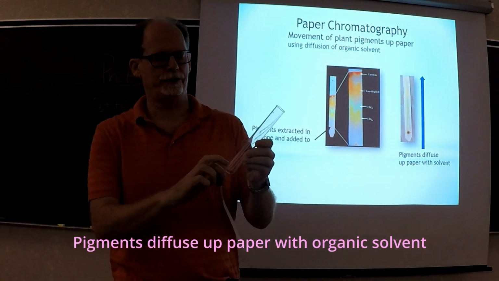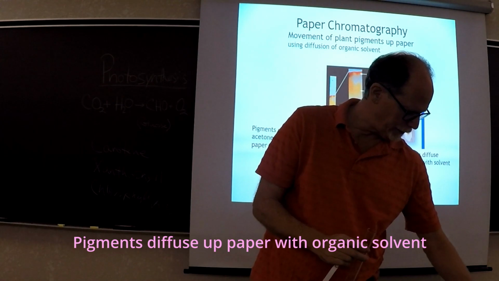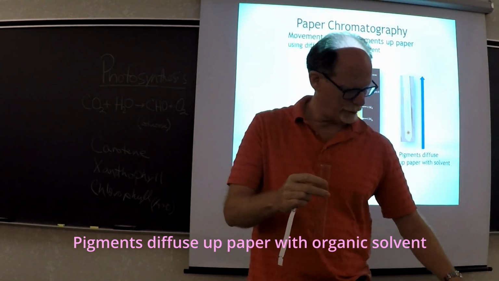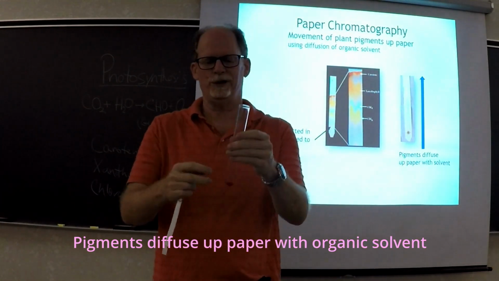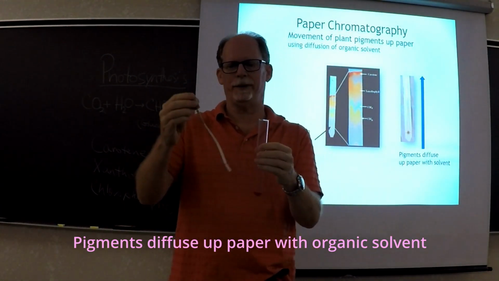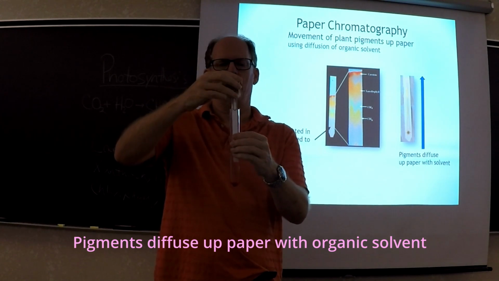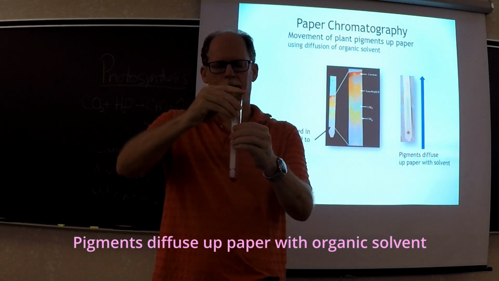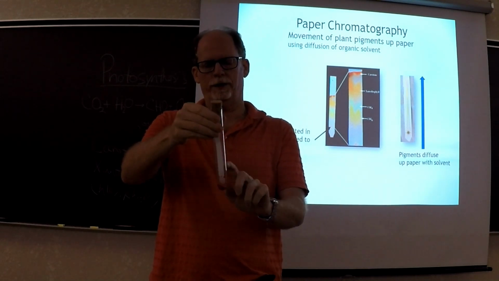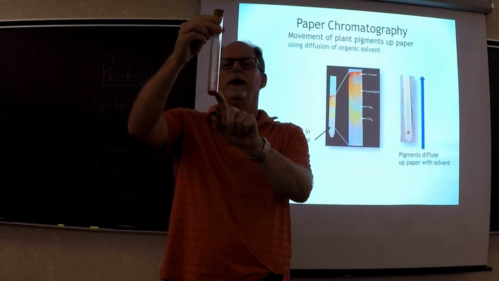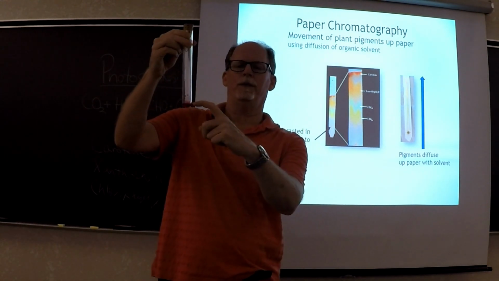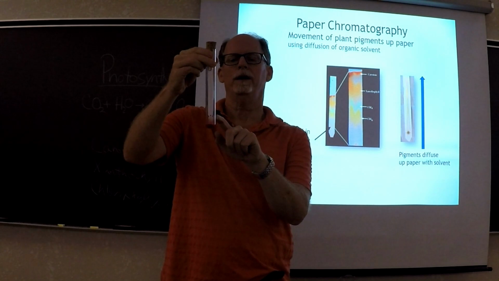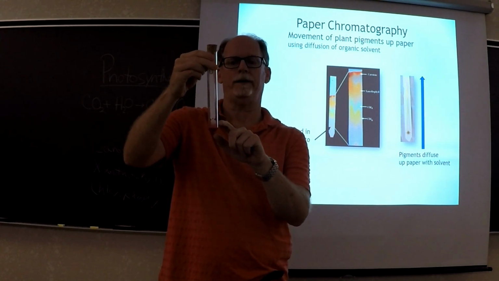We'd add an organic solvent to the bottom of this tube. I'm just using a red color so you can see it better. And then we'd add the paper, and at the bottom, the organic solvent would move up this paper, and it would carry the pigments that we added at the bottom.